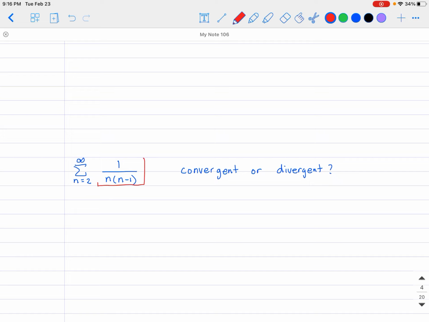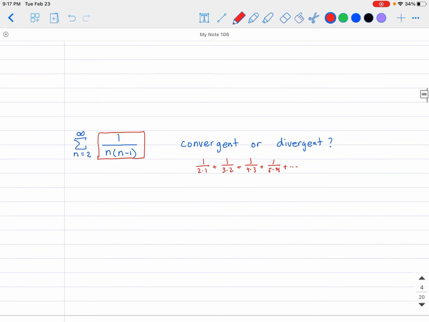Now, hopefully, if you look at this form right here, you might recognize that this is something that we can change into a partial fraction. If I were to write this out, this is what we have: 1 over 2 times 1 plus 1 over 3 times 2 plus 1 over 4 times 3 plus 1 over 5 times 4, and so on. That definitely looks like it's going towards 0 if you take the nth term. But then the question is, what does it add up to?